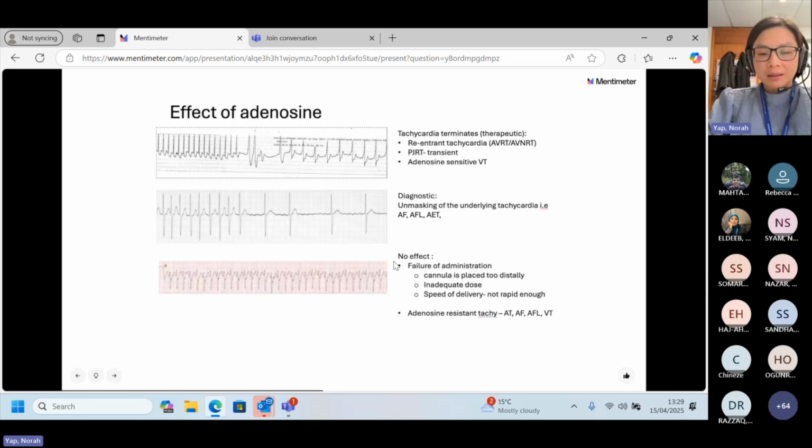And sometimes you give adenosine and nothing happens. The tachycardia just continues to go on. This could be due to failure of administration, such as the cannula being placed too distally, such as in the foot. You've given an inadequate dose, or you've given it too slowly, or it's an adenosine-resistant tachycardia, such as atrial tachycardia, atrial fibrillation, atrial flutter, or VT.